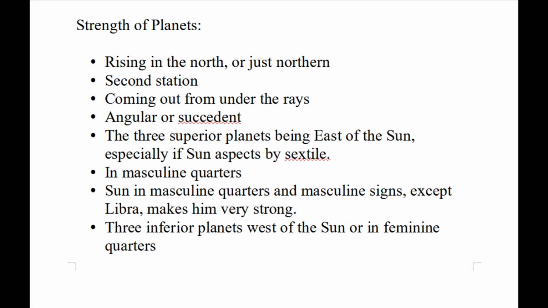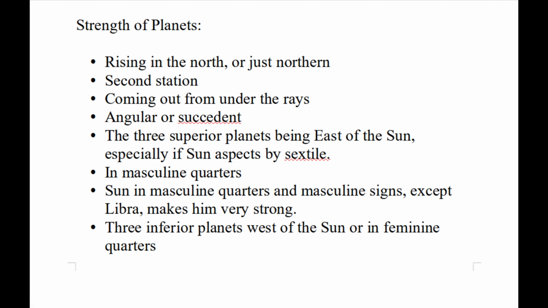And strength of the planets rising in the north. Second station, when they're talking about a second station, they're talking about after retrogradation. So a station is basically what happens when we hear stationary direct. It's basically when the planet stops right before it goes retrograde or right before it goes direct. The first station is when it stops before it goes retrograde. The second station is when it stops right before going direct. And so second station is what they're considering strong.